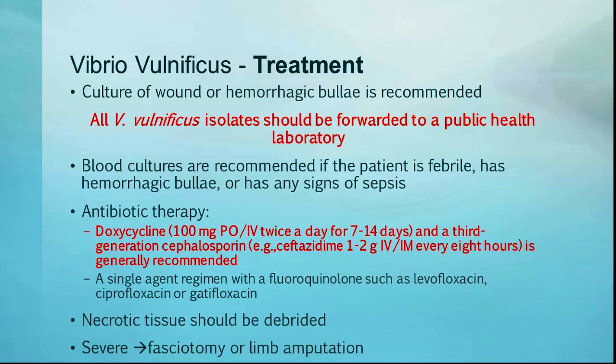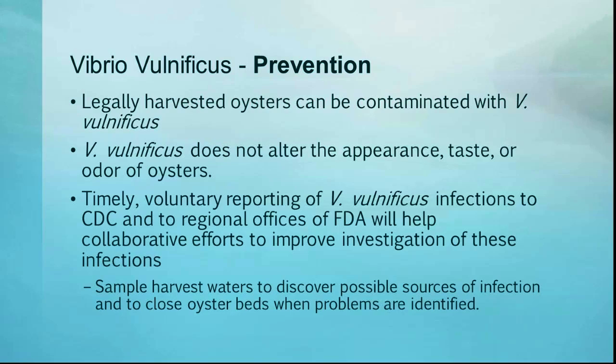The necrotic tissue should be debrided, and if it is severe, then the patients may even need fasciotomy or even amputation. So the way you can prevent it is, you can report these Vulnificus cases to the local FDA or CDC, and they can sample the water area where the patient came from and you can reduce the infection rates there. And interestingly, it doesn't alter the taste or appearance of the oysters, so try not to eat raw oysters.